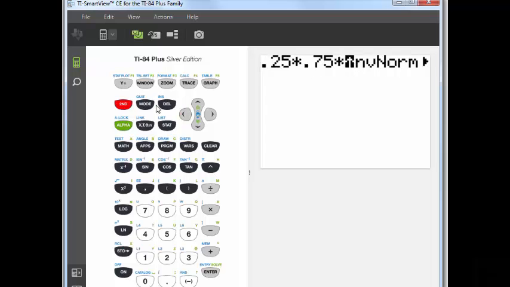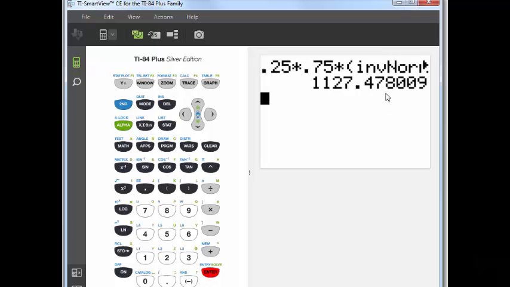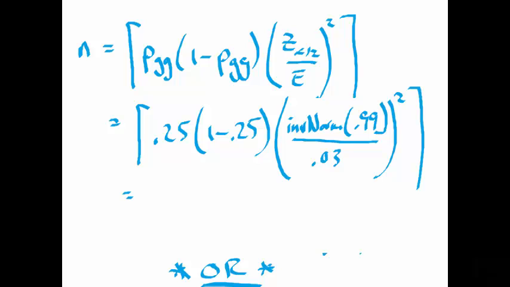So let me insert, second delete is that, see that INS there? That's for insert, insert a parenthesis. Come on over here and divide this by 0.03, square that, and there we go. Remember to round up to the next largest integer because 1127.47 is not enough. So that means 1127 is not enough. So we need 1128. Okay?